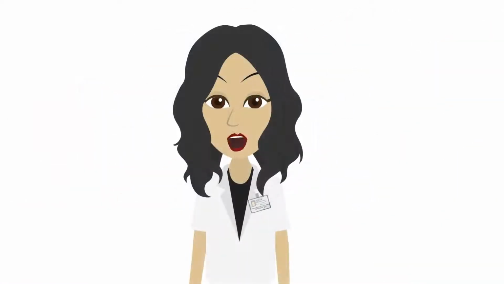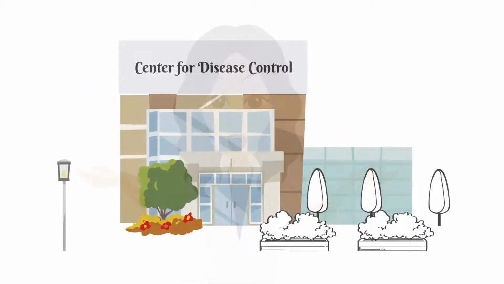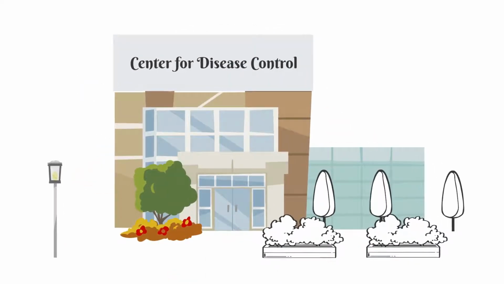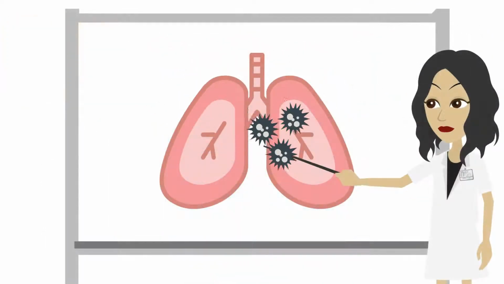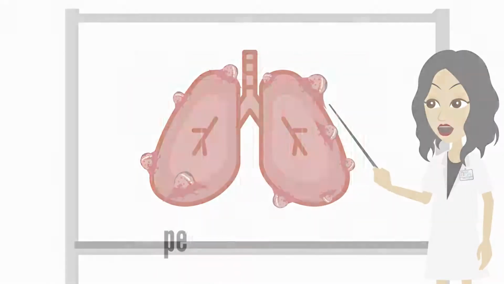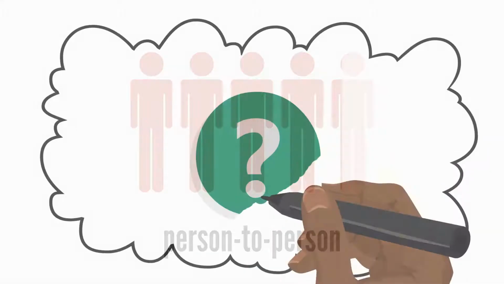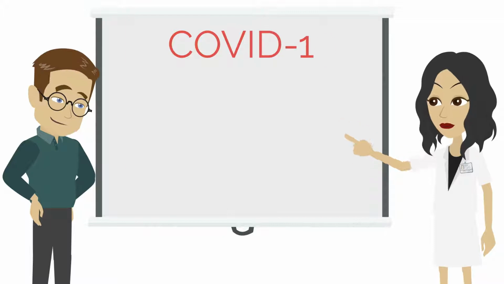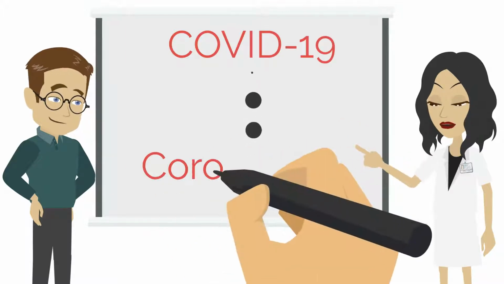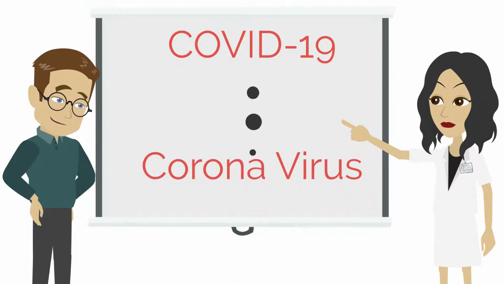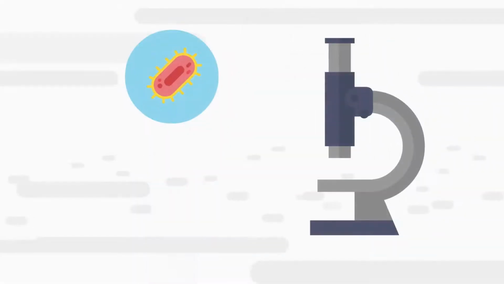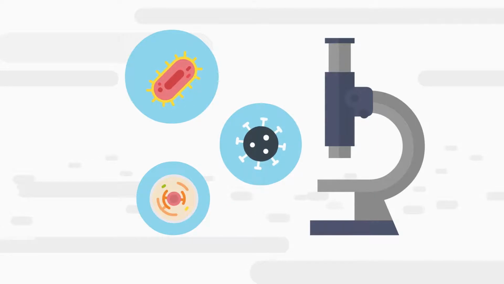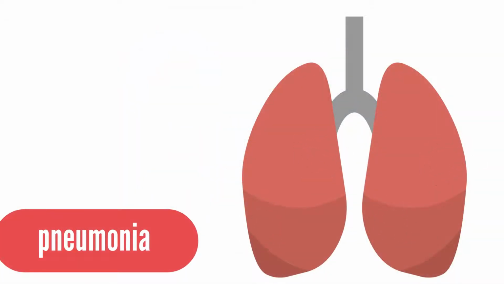So, what is COVID-19? Well, according to the Center for Disease Control 2020, COVID-19 is an acronym that describes a group of lung diseases that are easily spread from person to person. So what's that? Now, COVID-19, the acronym, actually stands for Coronavirus Disease 2019. Okay, so why is it so deadly? What makes COVID-19 such a virulent disease is because it causes a deadly type of pneumonia.